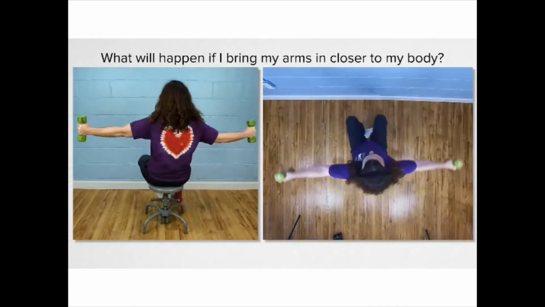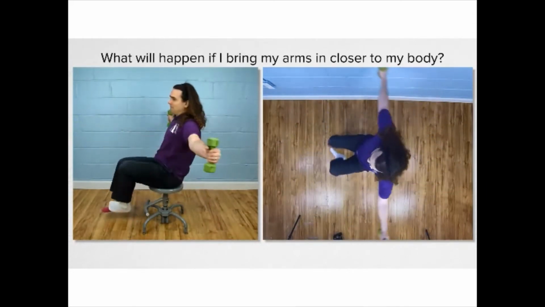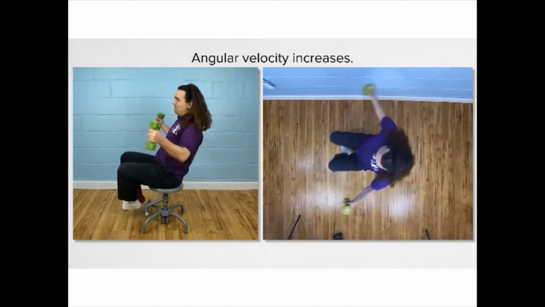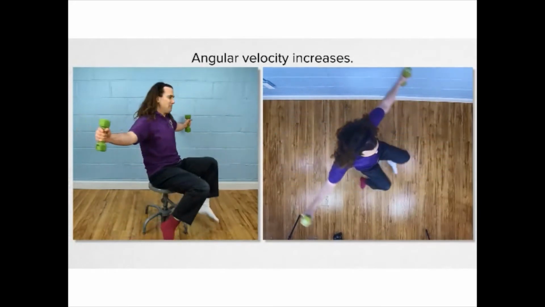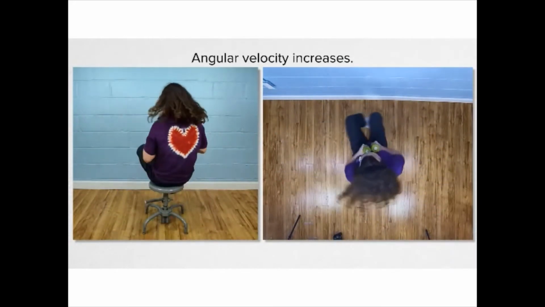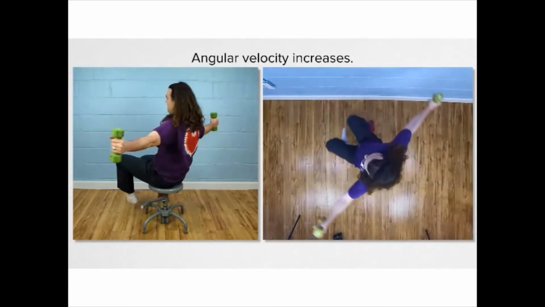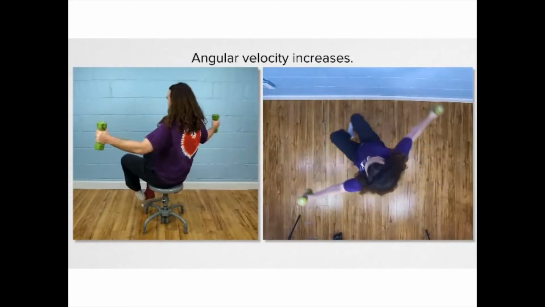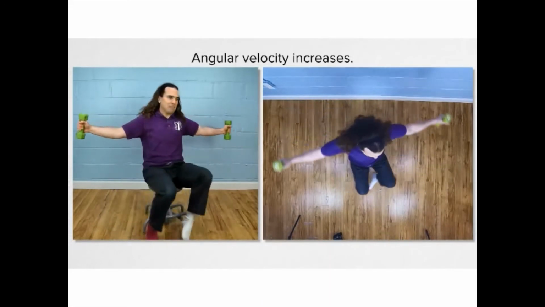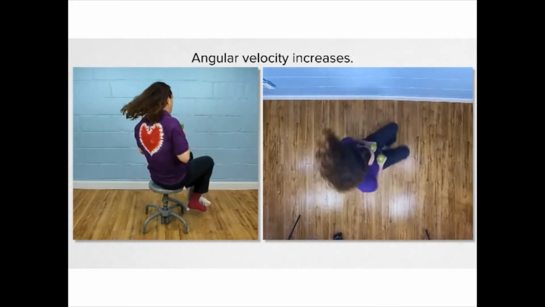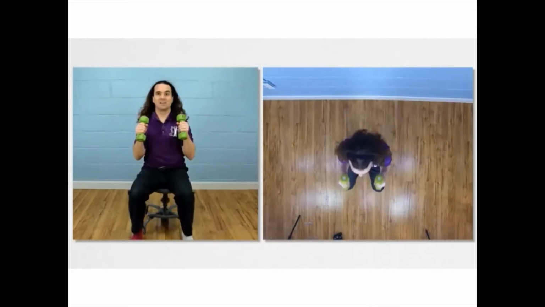Well, if he pulls the weights closer to his body, he's going to be decreasing his rotational inertia, which, as you can tell, increases his angular velocity. Okay, so when he pulls the weights in, he spins faster. And of course, vice versa. If he was going fast and then stuck his arms out, he would slow down. This is conservation of angular momentum.